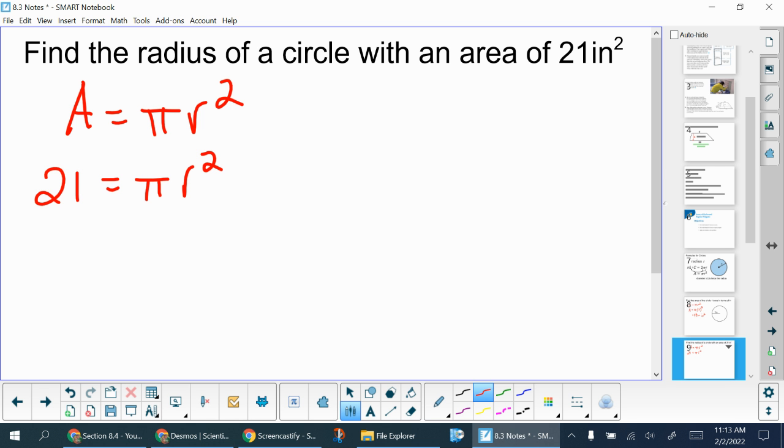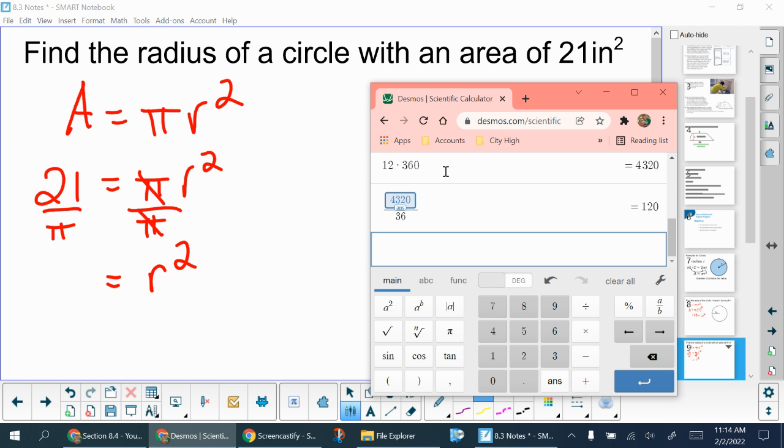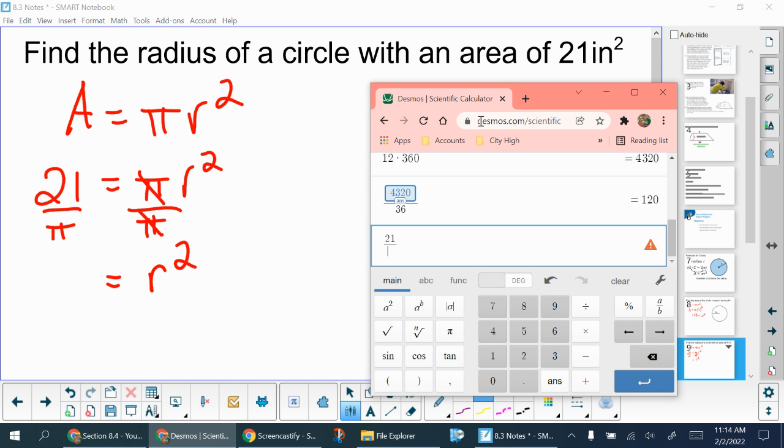And then I can start working on solving for r. Here I'm going to divide by pi. Divide by pi. It'll cancel out there and give me r squared. On this side, though, this is one place where we're probably not going to leave it in terms of pi. I don't want to deal with 21 divided by pi, so a calculator can help us out here. So I'm just going to do 21 divided by, there's a pi button there, or you can just type pi on your keyboard and it'll tell you the answer.